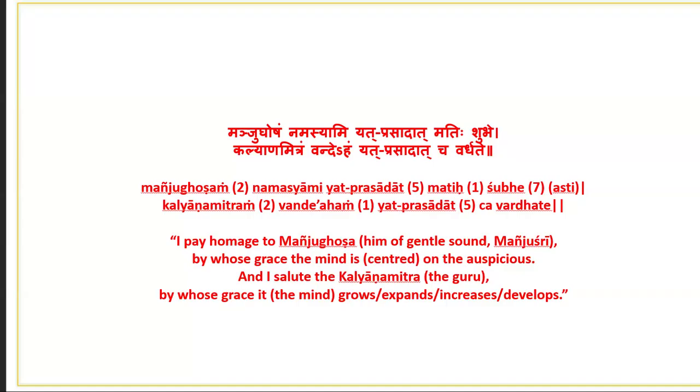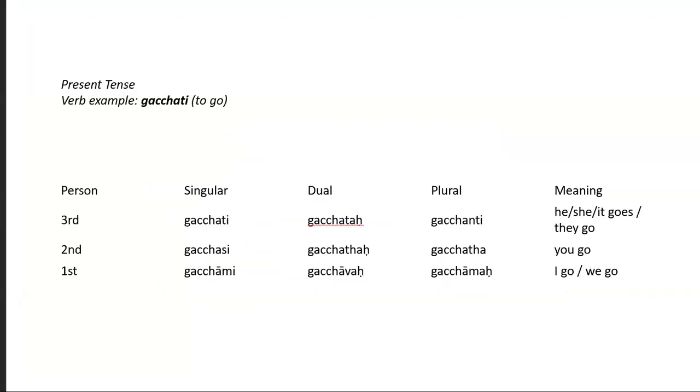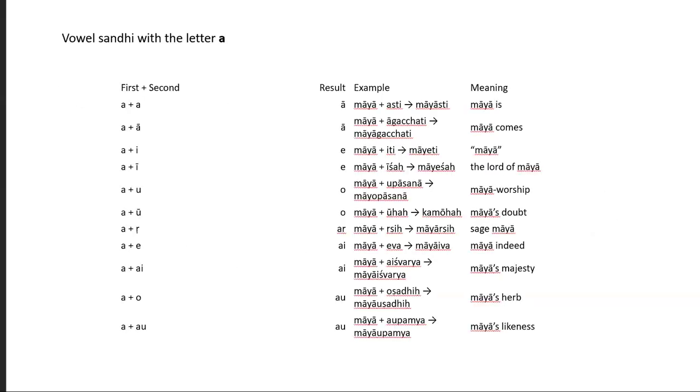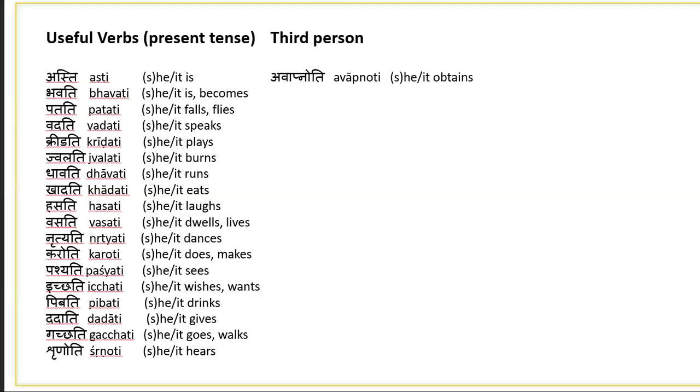Now I'm going to liberate you from this high level and will take you back to the more easy. We talked about various verbs a little bit last time. I gave you a list of useful verbs in the present tense, but I gave them to you only in the third person. Asti we already had. Bhavati, patati, vadati, kridati, jvalati, hasati, etc.